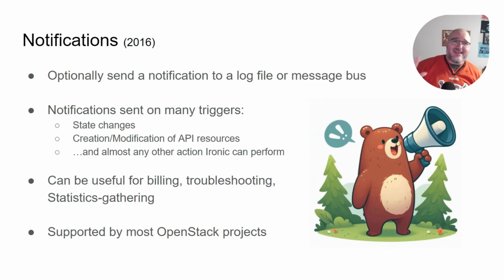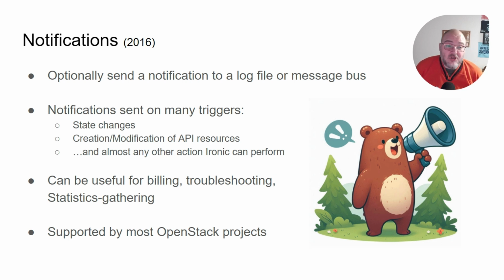And finally, this is, I think, one of the best features of OpenStack in general, or Ironic, that's not used as much: notifications. This allows you to configure Ironic and, like I said, really any OpenStack project to send notifications to a message bus like Kafka or RabbitMQ or a log file anytime certain actions happen. And these notifications are sent on so many triggers: state changes, when an API resource is created or modified, or really any action Ironic can perform, we're going to send out a notification when that action is done.